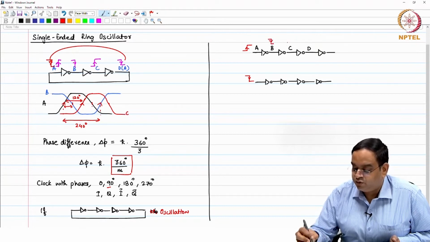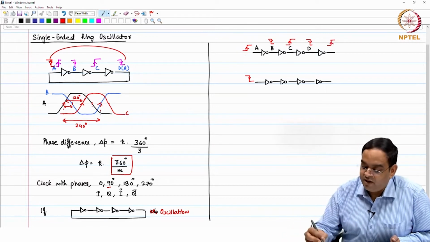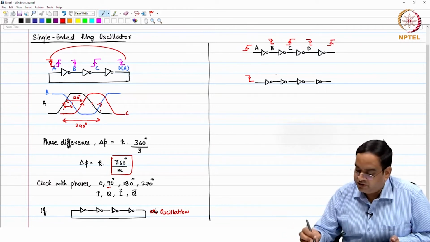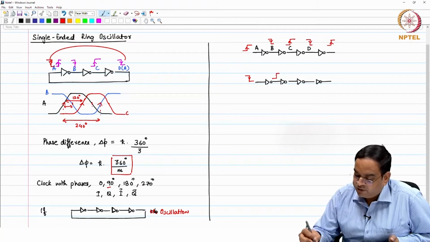In response to input A, you will have rising here, falling here, and then again rising here. Okay. If we feed it back, there will be no oscillations, but in response to the falling edge here, you get rising, then again falling, then rising, and then falling edge.